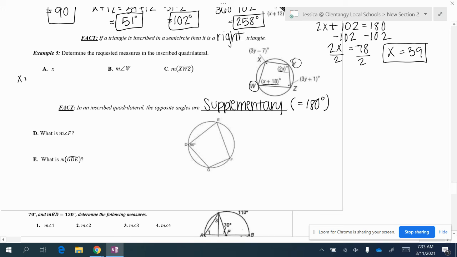So I'm going to have X plus 18 plus 2X is equal to 180. So 3X plus 18 is equal to 180. If I subtract 18 from both sides, I get 3X is equal to 162, and dividing by 3, X is 54. Now to find the measure of angle W, I know W is X plus 18. I just found out X is 54, so 54 plus 18 is 72 degrees.